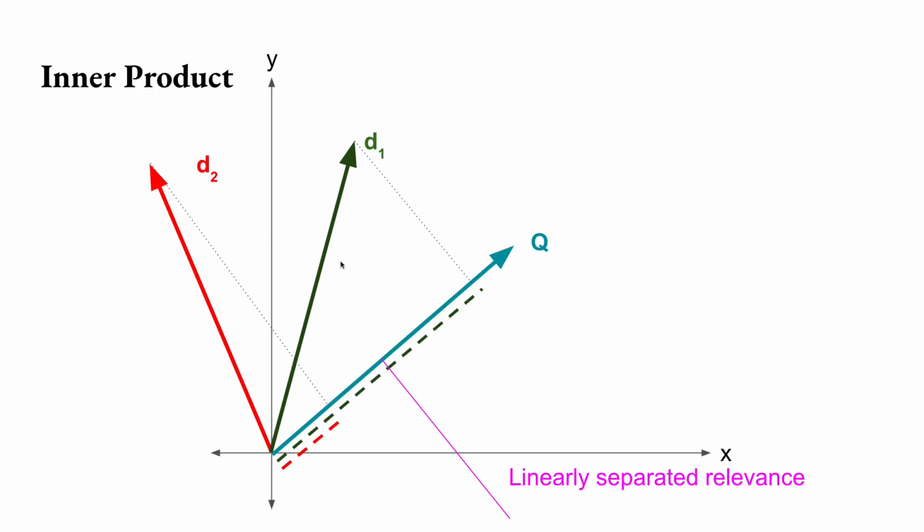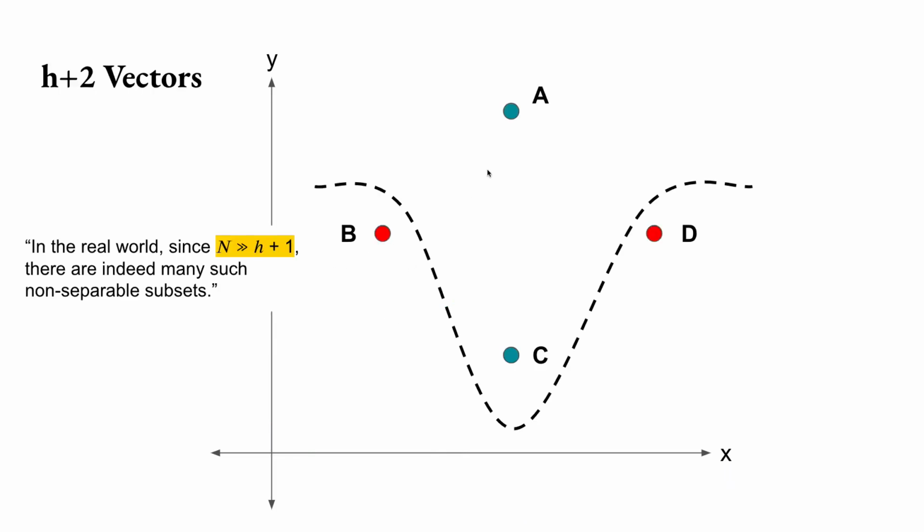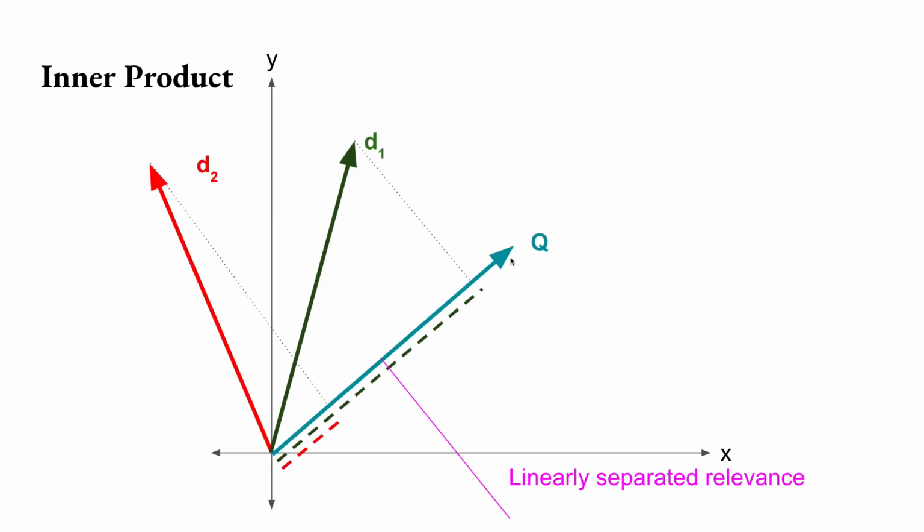And as we saw in our previous example, once we get to a large enough number of documents, two more than the dimensionality of the embeddings, we're going to get to a place where we can't linearly separate it. So this is why inner product does not work for our retrieval purposes. There's always going to be a subset of relevant documents that we can't separate with just a straight line.